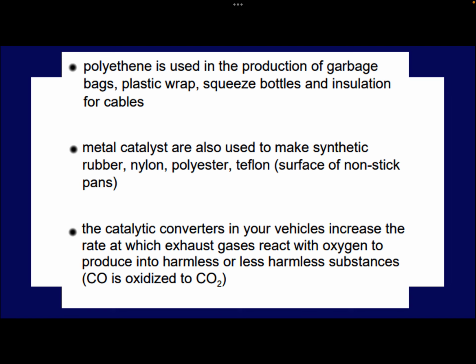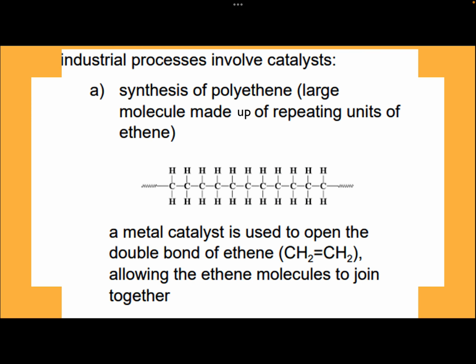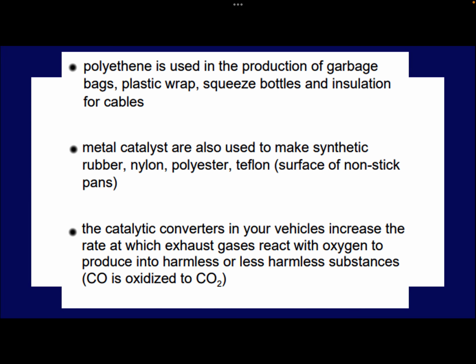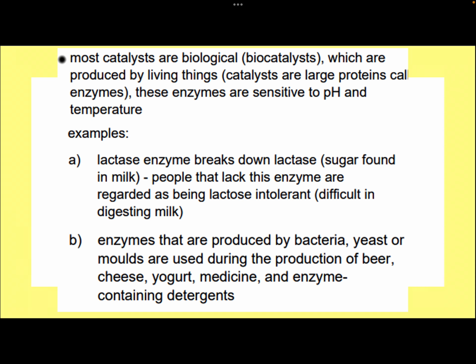It is used to speed up reactions. It's used in our everyday life, such as in our metal catalyst, polyethylene. We have catalytic converters in our cars. There's so many different ways that it is also used. So these are examples of how we use catalysts in our everyday life. Okay, so we can use it in production of different materials, and that's why it is so important.